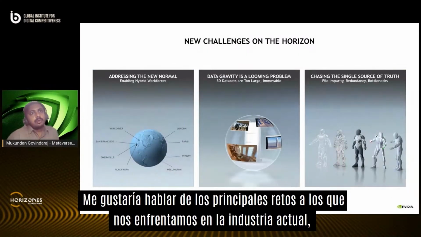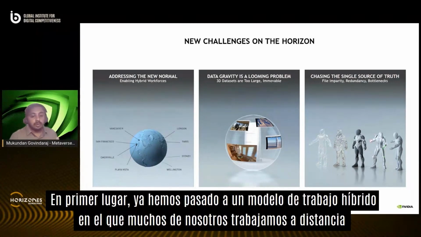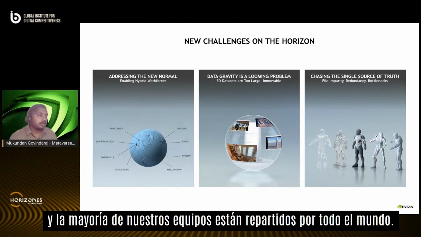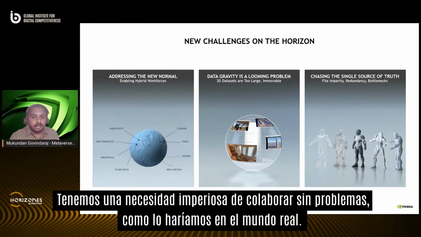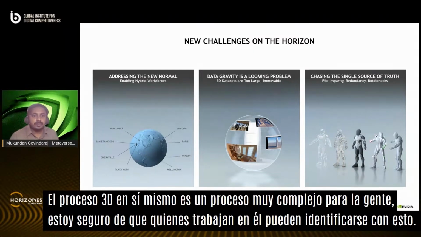I would like to talk about the major challenges that we are facing in the current industry, especially those involved in building 3D worlds or digital twins. Firstly, we have already shifted towards a hybrid working model where a lot of us are working remotely and most of our teams are sitting across the globe. We are in dire need of collaborating seamlessly like we would in the real world. The 3D process by itself is a very complex process. For people who are working on it, I'm sure they can relate to it.